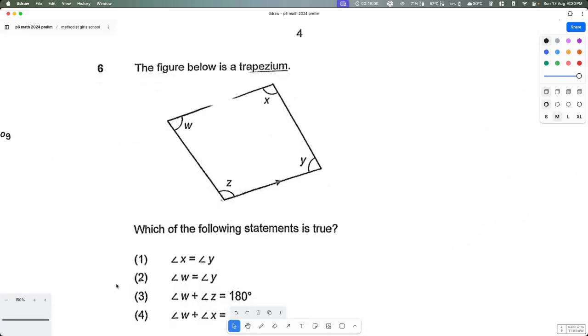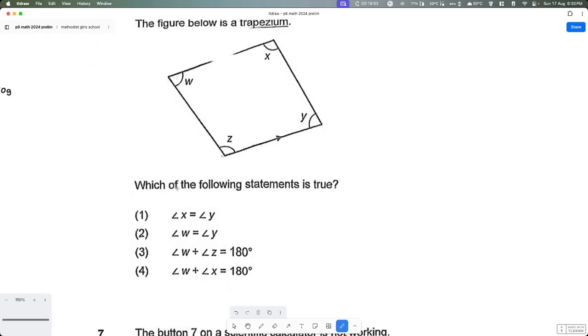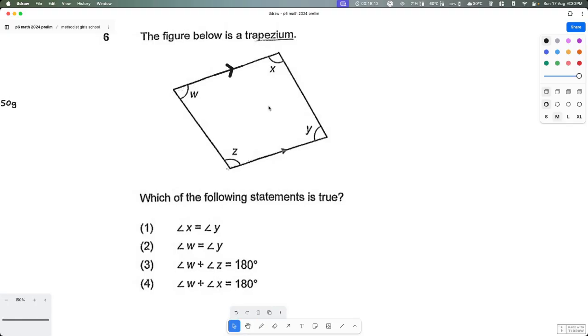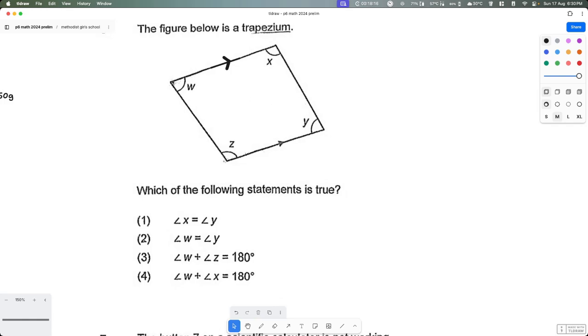Question number 6. The figure below is a trapezium. Which of the following statements is true? Let me just draw the extra line that has the arrow as well. Let me draw this arrow. Okay, so that means only W, Z, and XY is equal to 100. W plus Z is equal to 100. So that means it's this over here.